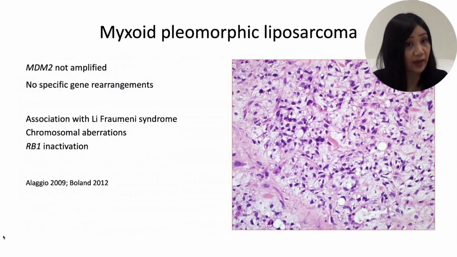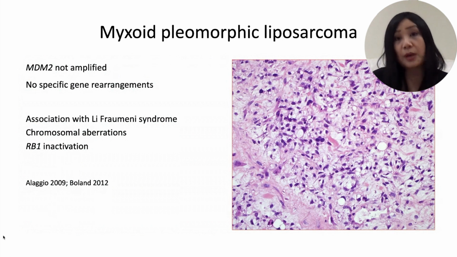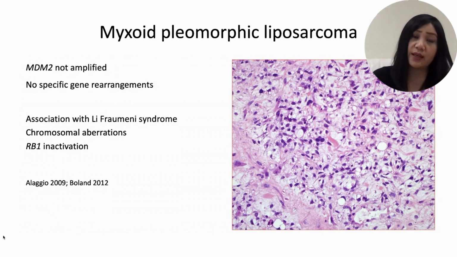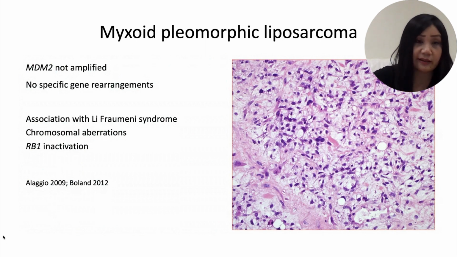Genetically, MDM2 is not amplified, and these are not associated with specific gene rearrangements. So quite little is known about the genetic background, other than some patients have Li-Fraumeni syndrome, but these appear to have non-recurrent chromosomal aberrations, including RB1 inactivation. Some authors think that these may represent a subtype of pleomorphic liposarcoma, but because they occur in a clinical group with this pronounced morphology of myxoid liposarcoma-like areas and pleomorphic liposarcoma-like areas, these are classified for now as a distinct entity.